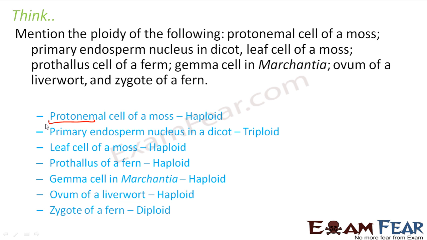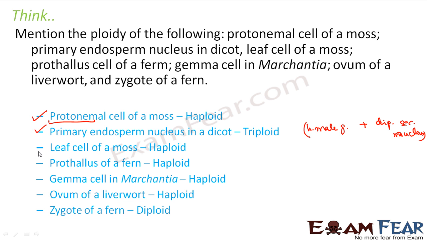So this is haploid. Primary endosperm nucleus in a dicot. So when is a primary endosperm nucleus formed? Primary endosperm nucleus is formed by the fusion of a male gamete and the diploid secondary nucleus. So this male gamete is haploid and this is diploid. So haploid plus diploid will form triploid. Therefore primary endosperm nucleus is triploid.